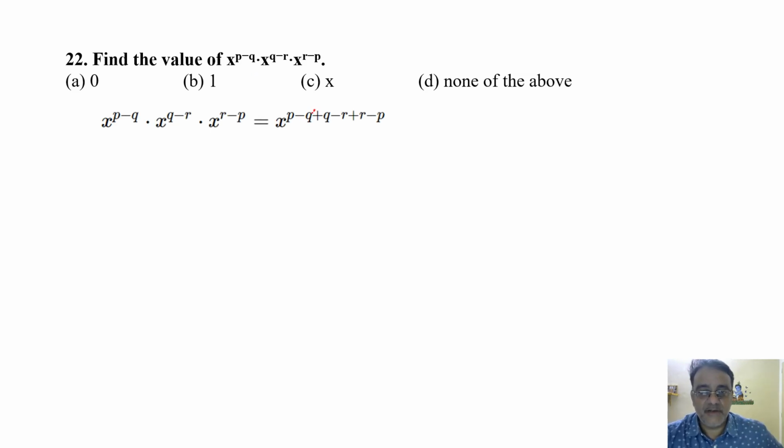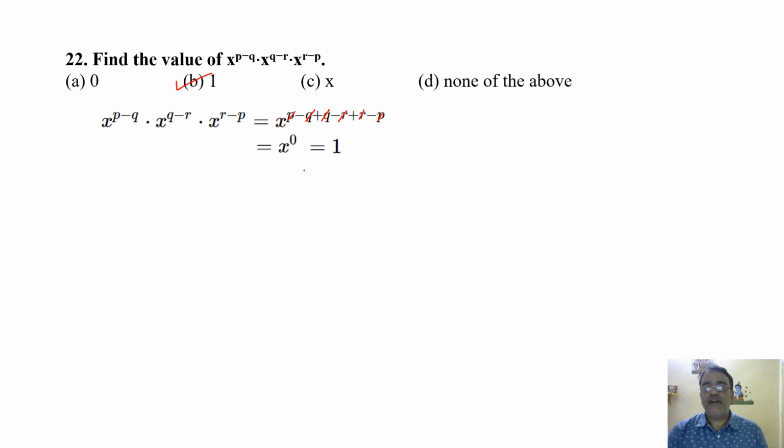So if we add the powers, q, q, r, r and p, p all will cancel, and we are getting x to the power 0, right? And x to the power 0 is always equal to 1, for non-zero x. Otherwise 0 to the power 0 is not defined, okay? And that is not with respect to your class. So x to the power 0 we are getting, and that is equal to 1. And the correct option is B.